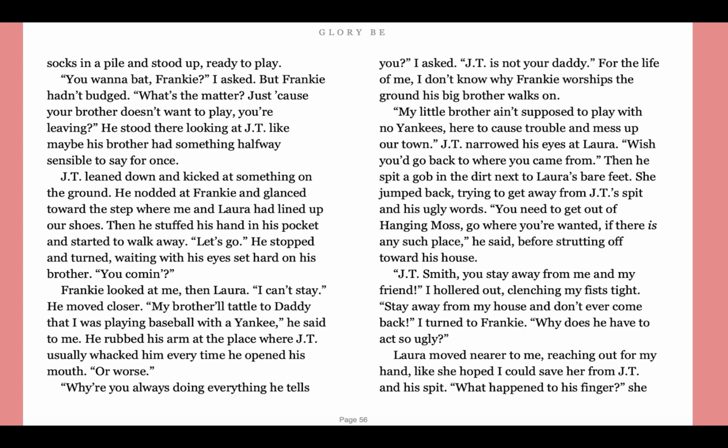You coming? Frankie looked at me, then Laura. I can't stay. He moved closer. My brother will tattle to Daddy that I was playing baseball with a Yankee, he said to me. He rubbed his arm at the place where JT usually whacked him every time he opened his mouth. Or worse. Why are you always doing everything he tells you? I asked. JT is not your daddy.